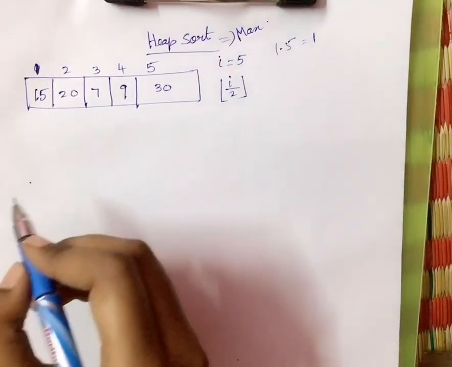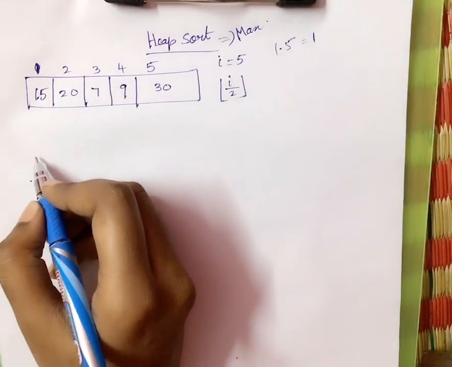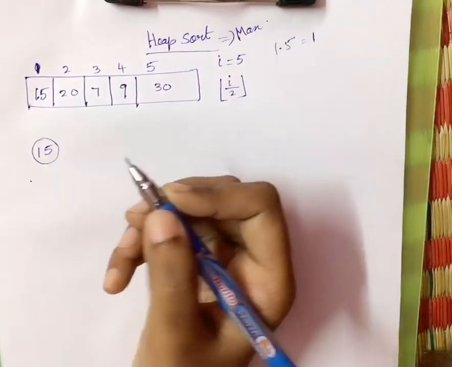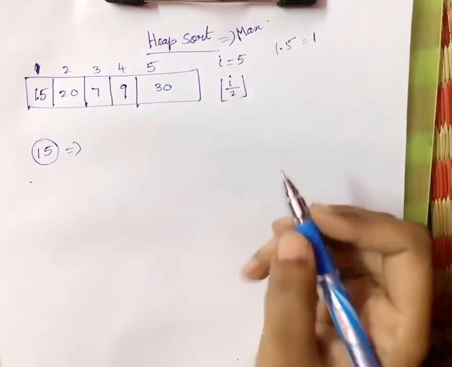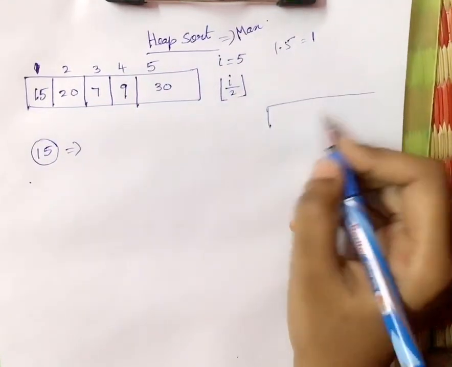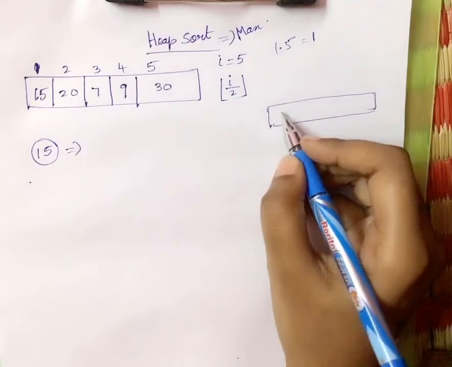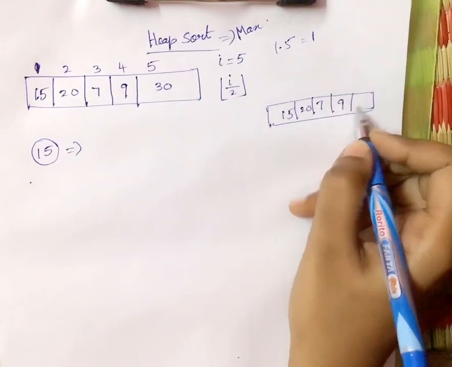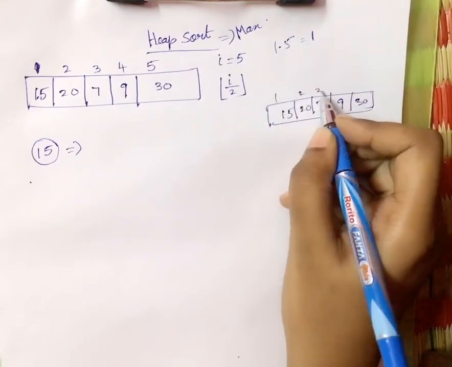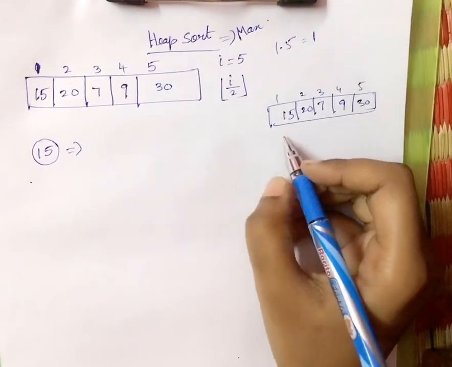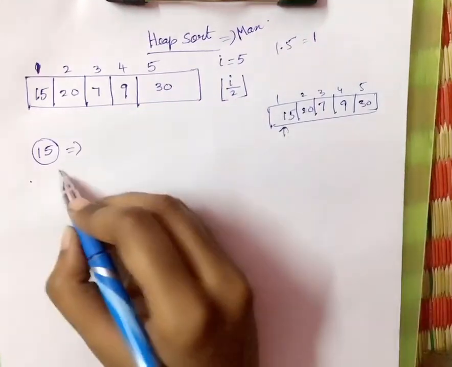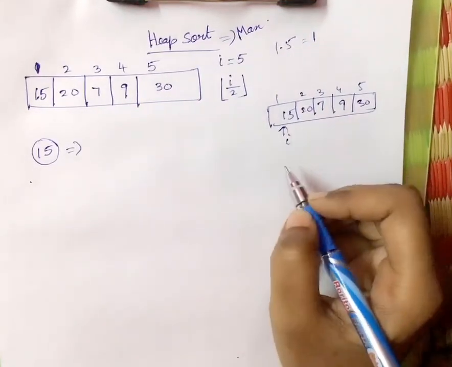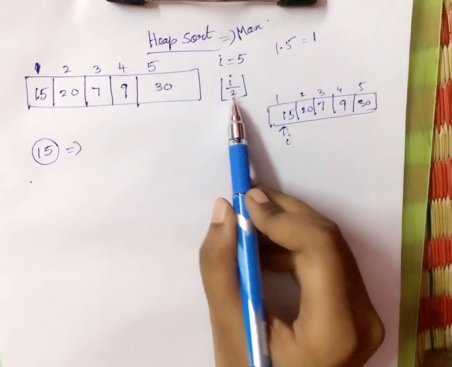First I will insert the element 15. So 15 is being inserted. Here I will write the arrays side by side: 15, 20, 7, 9 and 30. At this point we have inserted, so I will be at this position, and we are going to calculate with this formula.